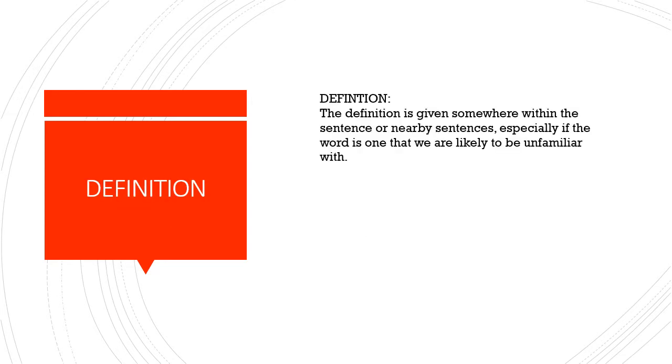So the first type of context clue is called definition. When an author uses definition, the author is giving you the definition of the unknown word somewhere within the sentence or nearby sentences. And this is especially true if the word is one that we are likely to be unfamiliar with. The author recognizes that, so he or she puts the definition in intentionally to help readers.